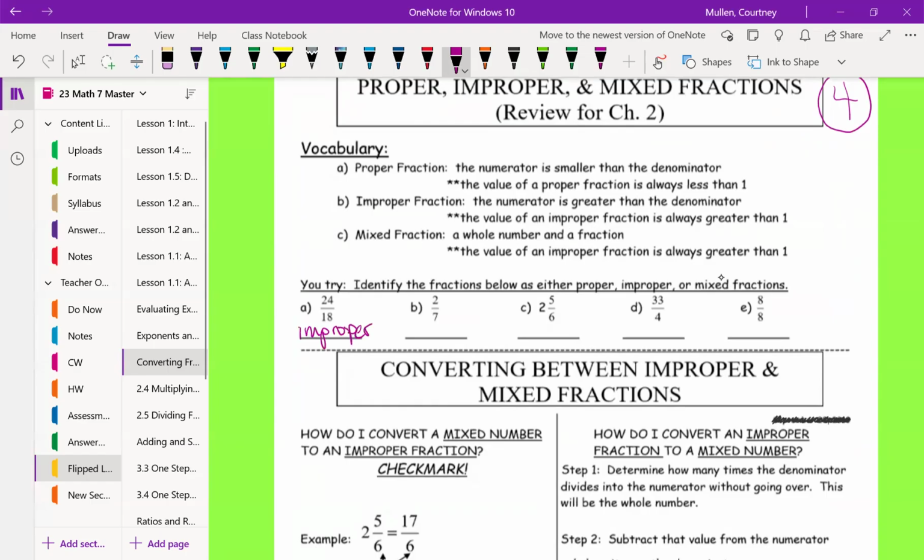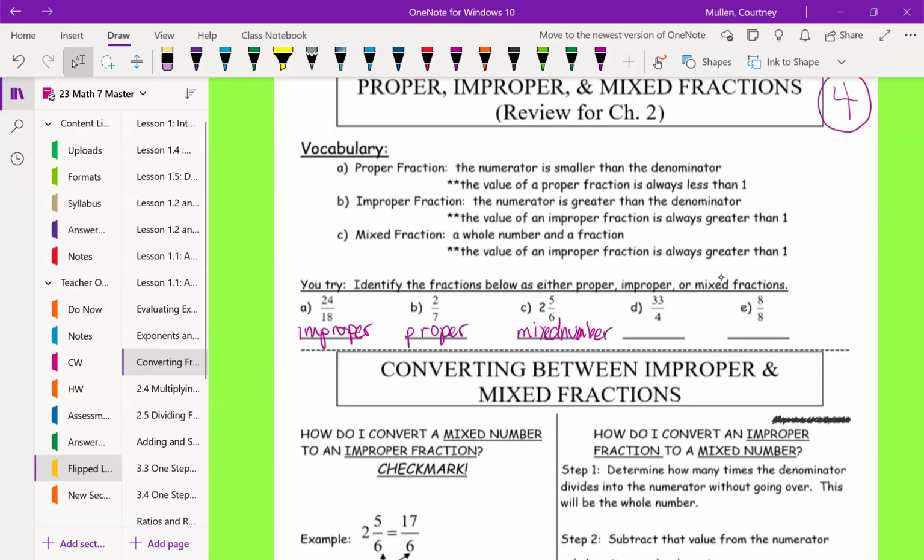How about B, 2/7? We see the numerator is smaller than the denominator, so what type of fraction is this? Did you say proper? You'd be correct. How about C? Well, I see a whole number and a fraction, so this one must be a mixed number. You try D. How about E?